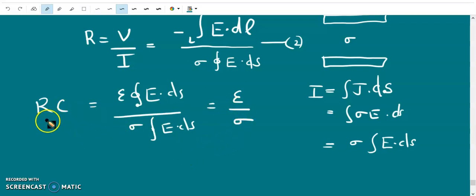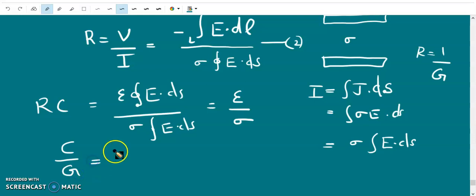We know that the resistance is the reciprocal of the conductance. So R can be written as 1 over G, where G is the conductance of the dielectric medium in between the plates. Writing R in terms of G, we get C divided by G is equal to epsilon by sigma.